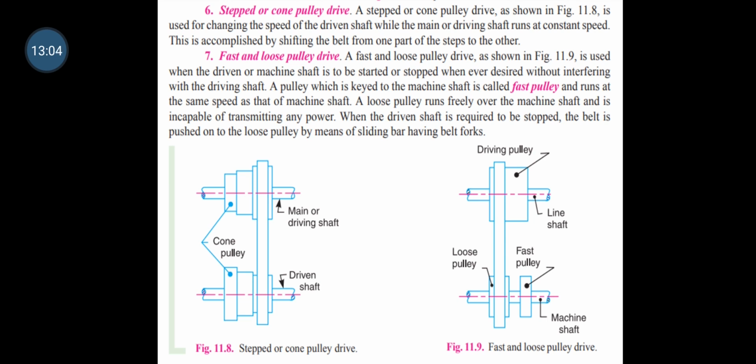The next one is the fast and loose pulley drive. The fast and loose pulley drive is used when the driven or machine shaft is to be started or stopped whenever desired without interfering with the driving shaft. The pulley which is keyed to the machine shaft is called the fast pulley and runs at the same speed as that of the machine shaft. A loose pulley runs freely over the machine shaft and is incapable of transmitting any power. When the driven shaft is required to stop, the belt is pushed onto the loose pulley by means of the sliding bar. The diagram shows the fast and loose pulley drive.